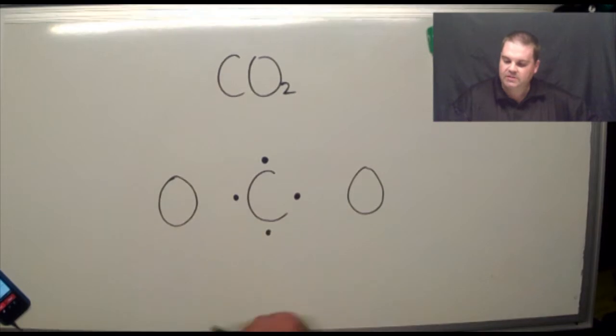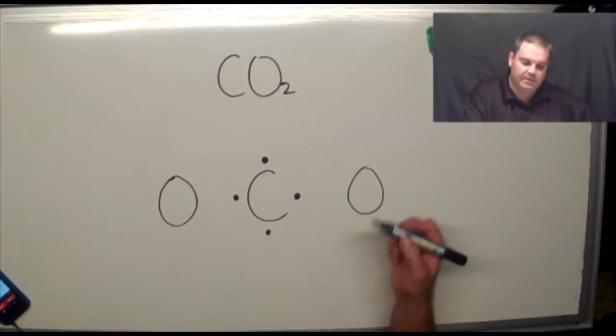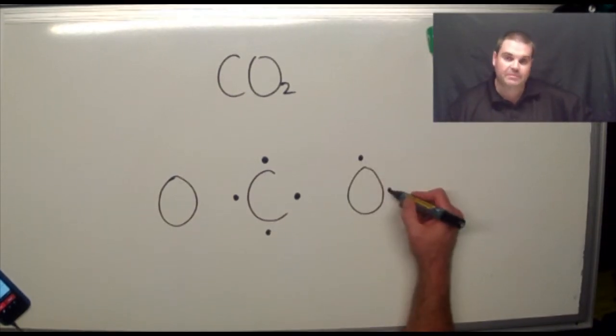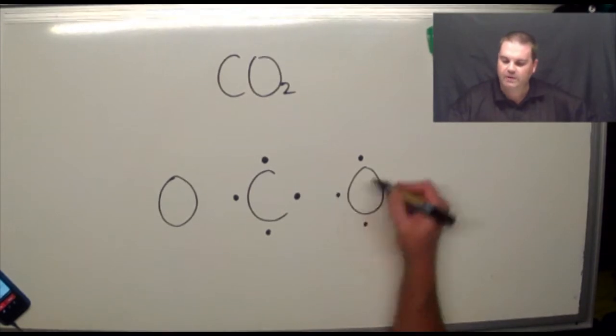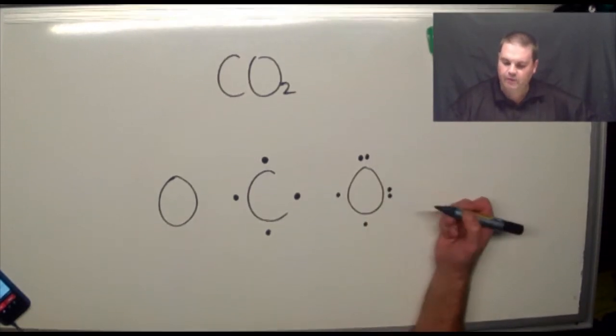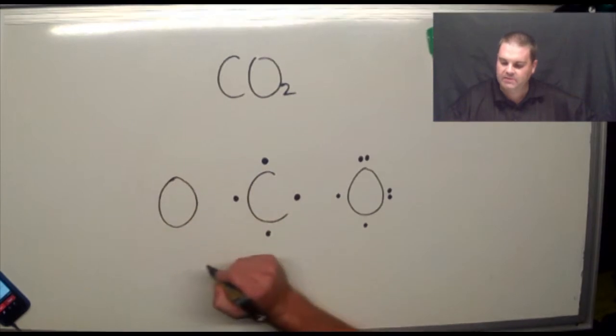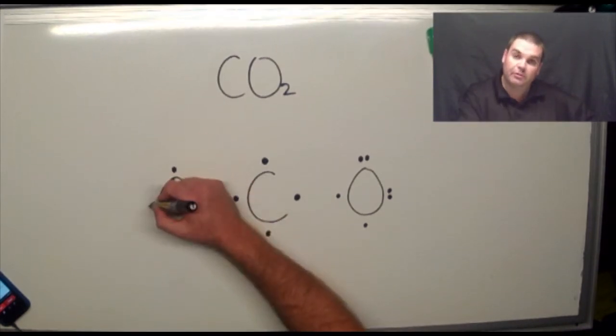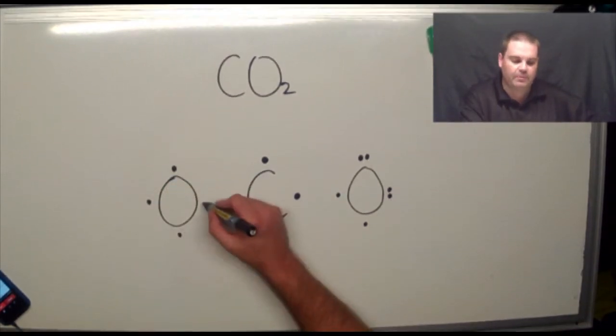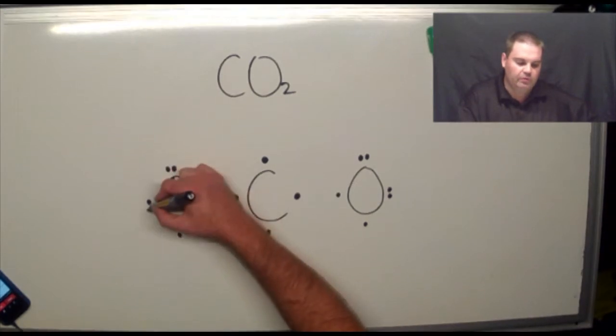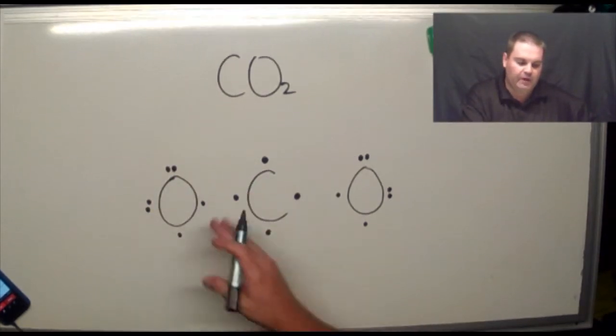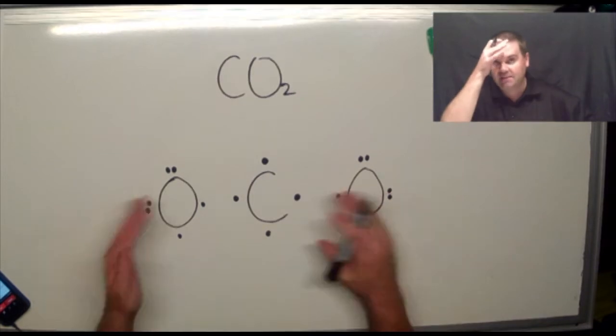Now oxygen's in group 6, which means 6 valence electrons. So 1, 2, 3, 4, 5, 6 for that oxygen. And I'm going to go the reverse on the other side, and hopefully you'll see why in a minute. 1, 2, 3, 4, 5, 6. Now what that actually does is that nicely puts the paired electrons on either side.